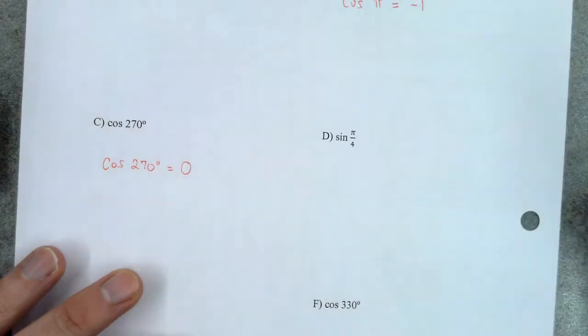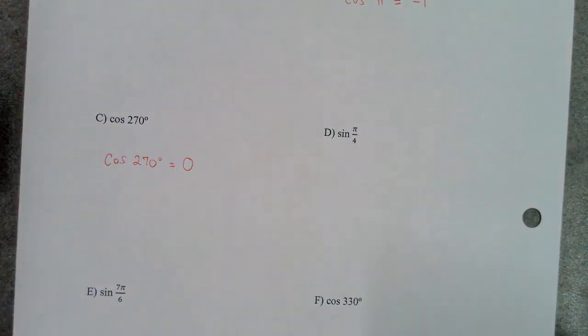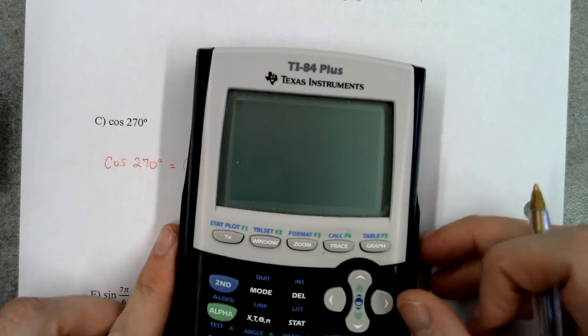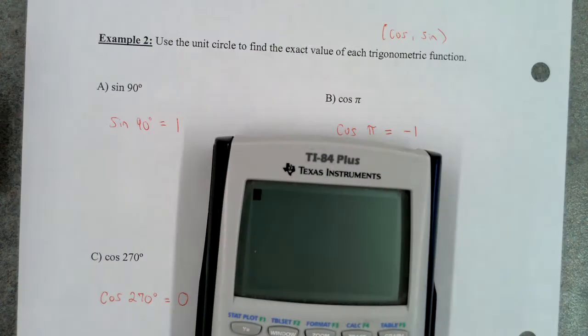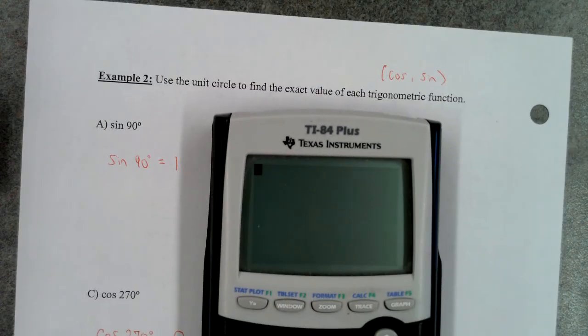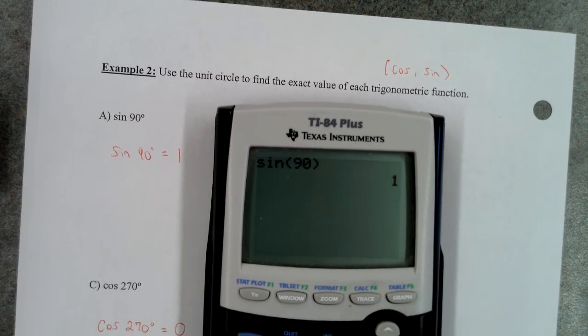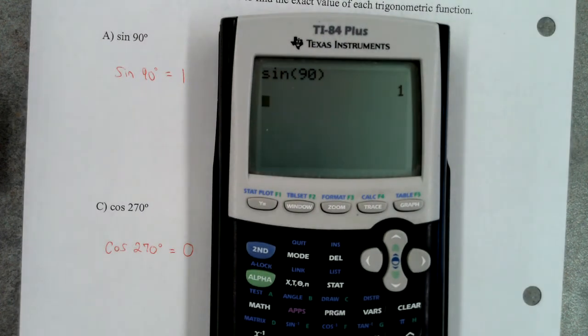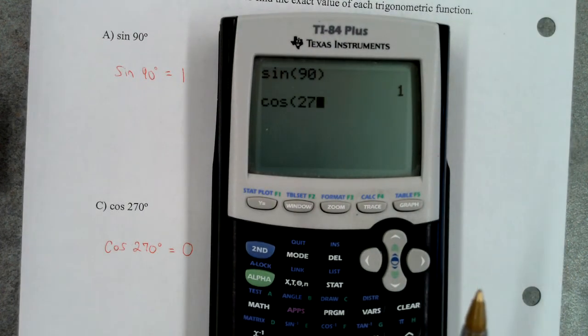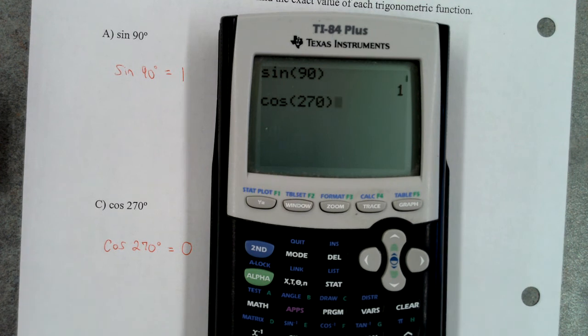And by the way, depending on what calculator you have, if you're in degree mode, so my calculator is in degree mode right now. So if I do sine of 90 and I'm in degree mode, it should give me 1. It does. If I do cosine of 270 and I'm in degree mode, it should give me 0. It does.